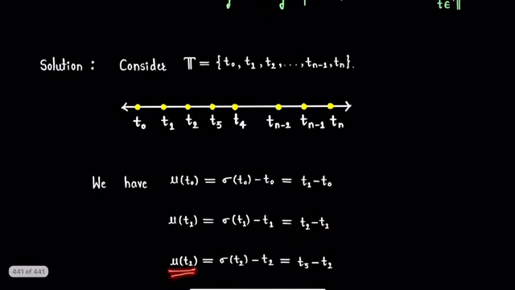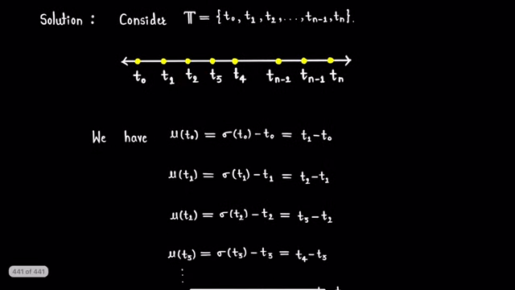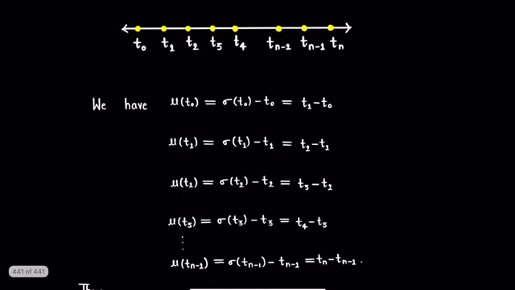Similarly mu(t2) = sigma(t2) - t2, which is t3 - t2, since for t2 the next number is t3. And mu(t3) = sigma(t3) - t3, which is equal to t4 - t3, since sigma(t3) is the next number t4. Continuing in this way we get mu(t(n-1)) = sigma(t(n-1)) - t(n-1), and sigma(t(n-1)) is tn. So here we can observe that t(n-1) has the next point tn. So sigma(t(n-1)) is tn and we get mu(t(n-1)) = tn - t(n-1).